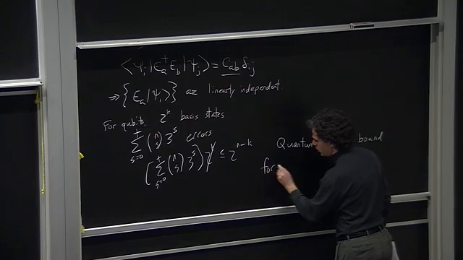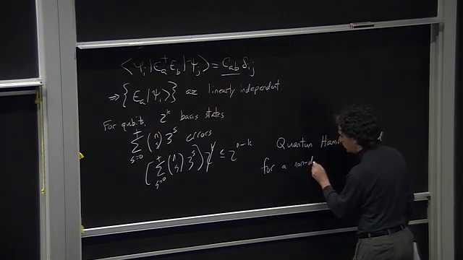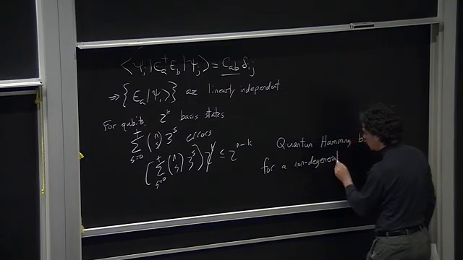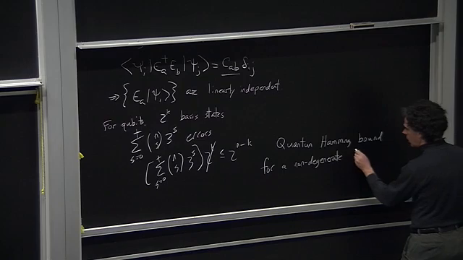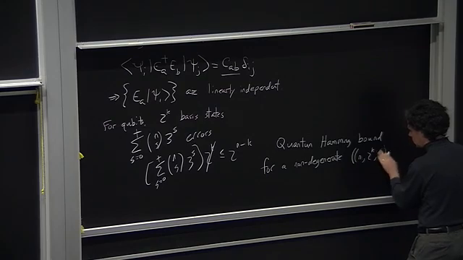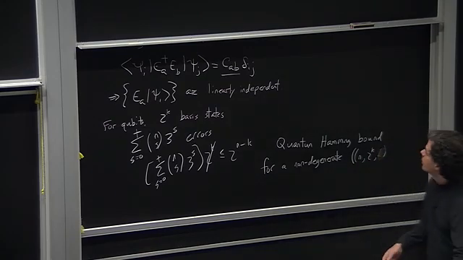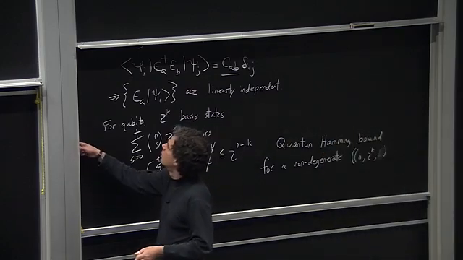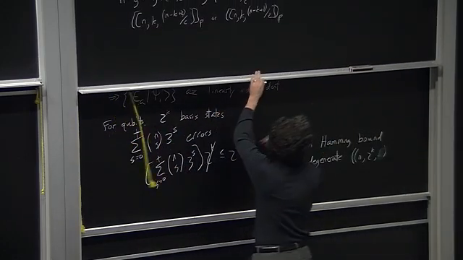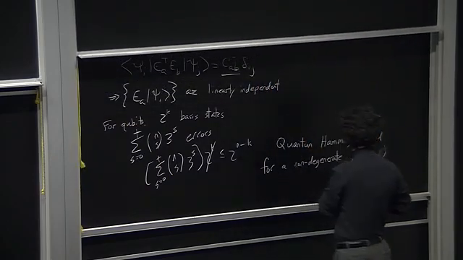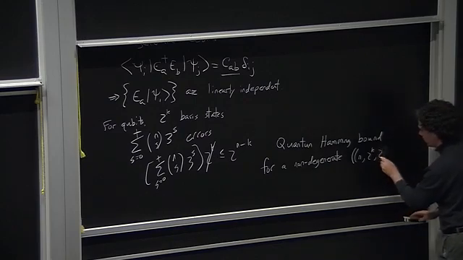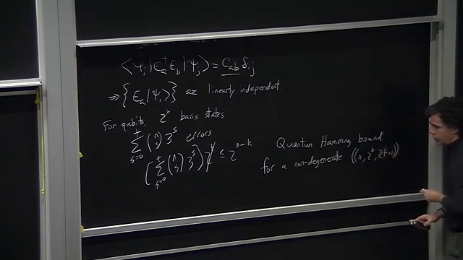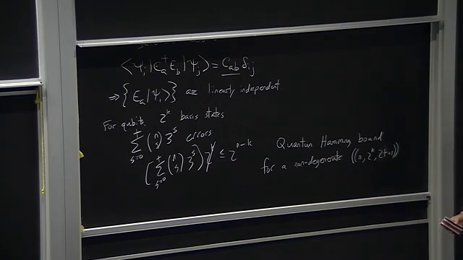And this is called the quantum Hamming bound. And it's for a non-degenerate n, 2 to the k, and sorry, distance here is 2t plus 1 code. Okay? So does that bound make sense to people?